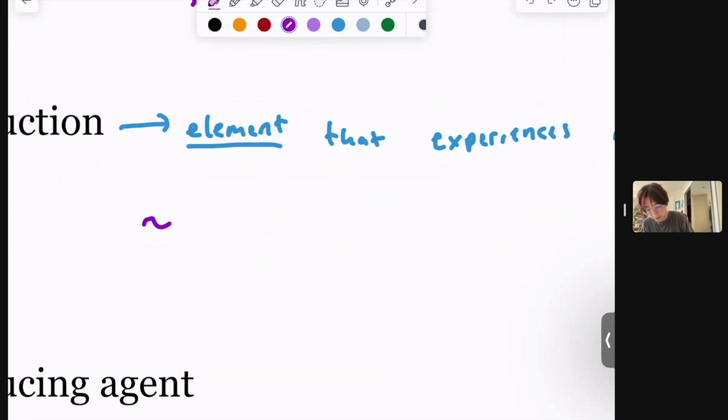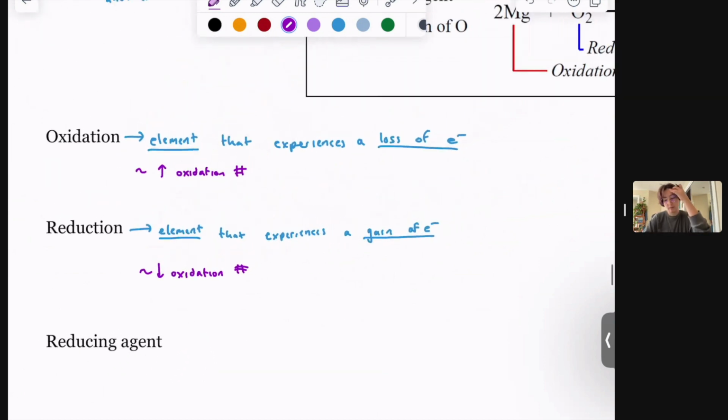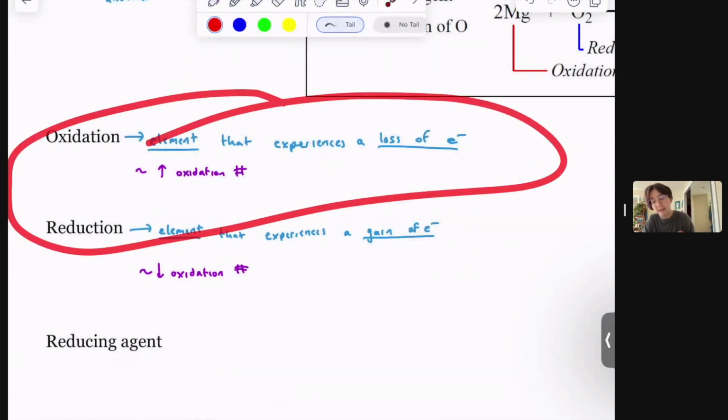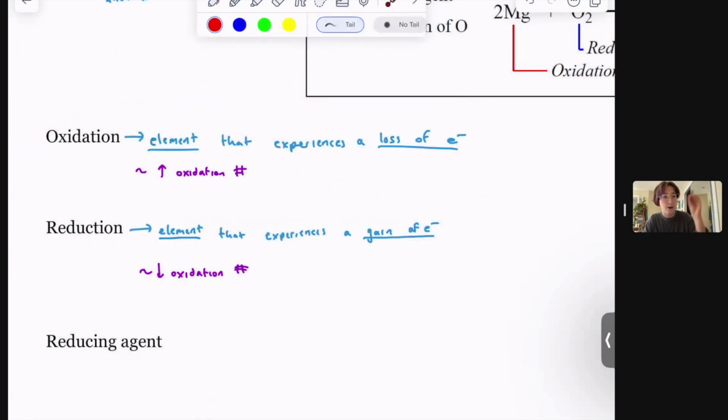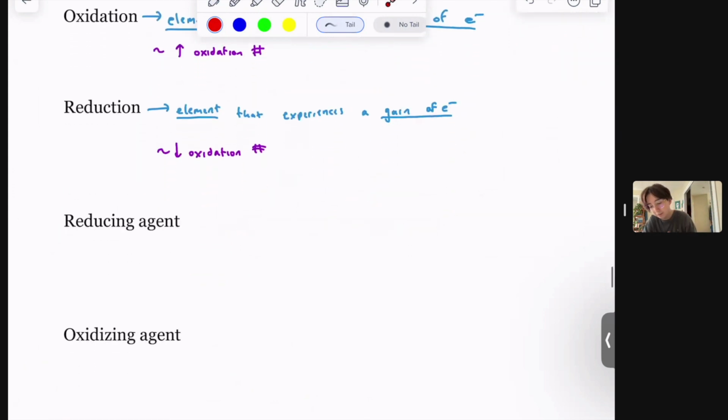And so if you have more negative stuff, then your oxidation number goes down. Okay. So the first step is always going to be to assign oxidation numbers to every single element in a reaction, and then to try to recognize which one has gone up through the course of the reaction, and which one has gone down through the course of the reaction.